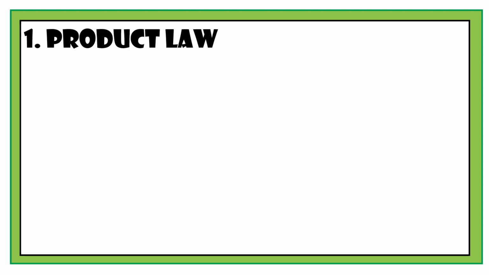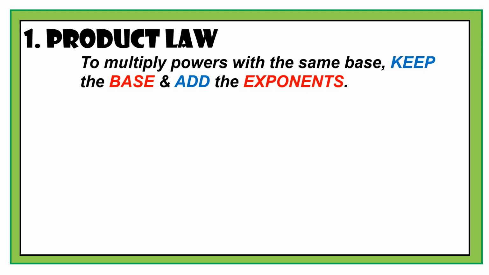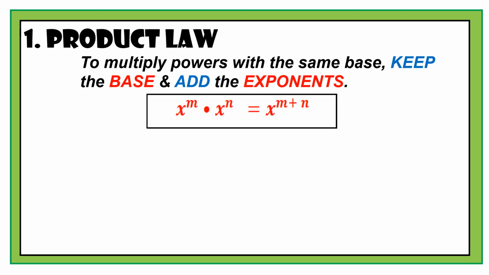Let us now have the laws of exponent. The first law is the product law. To multiply powers with the same base, keep the base and add the exponents. In symbols, we have x raised to m times x raised to n equals x raised to m plus n. So, add lang natin yung exponent, then copy lang natin yung base.